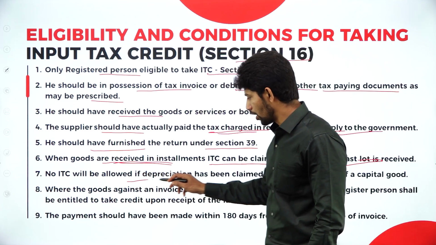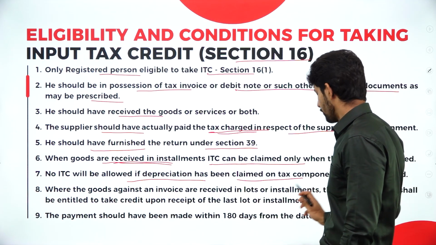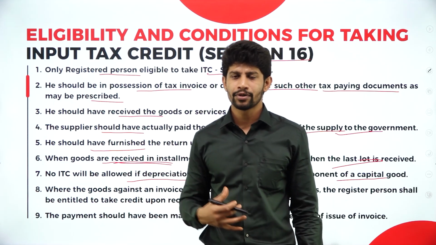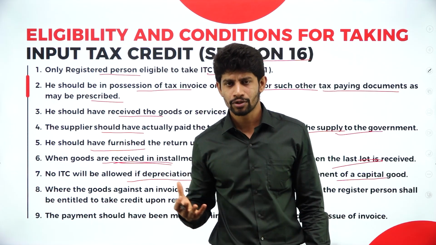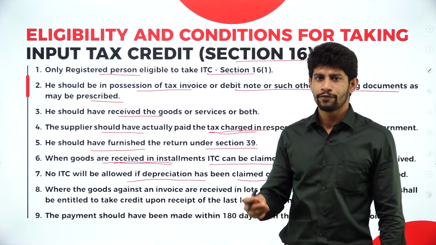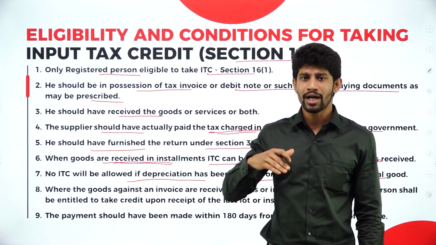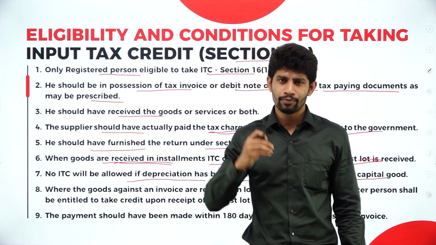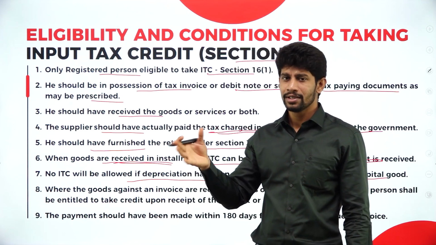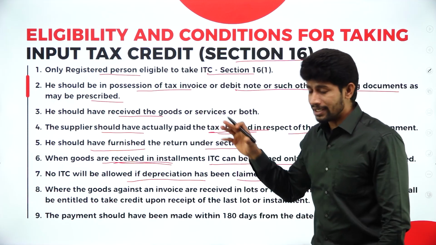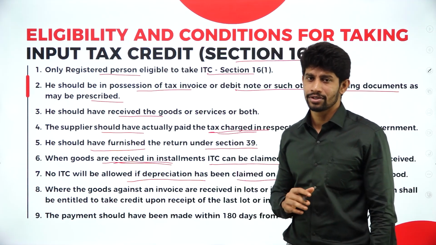Next, no ITC will be allowed if depreciation has been claimed on tax components of capital goods. If you are purchasing capital goods for your business purpose, say some machinery, that is called capital goods. If you want to claim ITC, you can't claim depreciation. If you already claimed depreciation, you can't claim ITC. Either you claim input tax credit on your capital goods or the depreciation. If depreciation is already claimed, then you are not eligible to claim ITC on any capital goods purchased in that particular financial year.